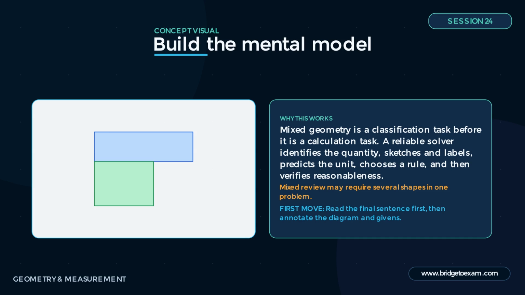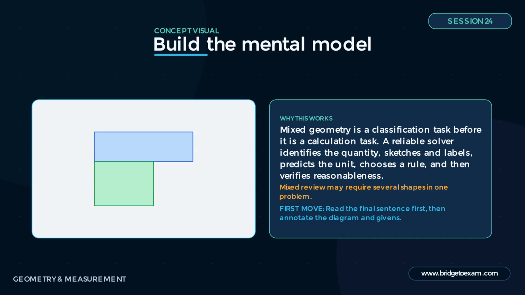A complete line of work should make the diagram, formula, substitution, arithmetic, unit, and conclusion easy for another learner to audit. Use this repeatable method. First, read the final sentence first, then annotate the diagram and givens. Second, name the target quantity and expected unit before opening the formula sheet or calculator.